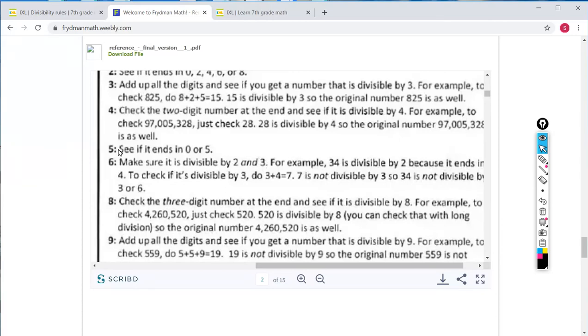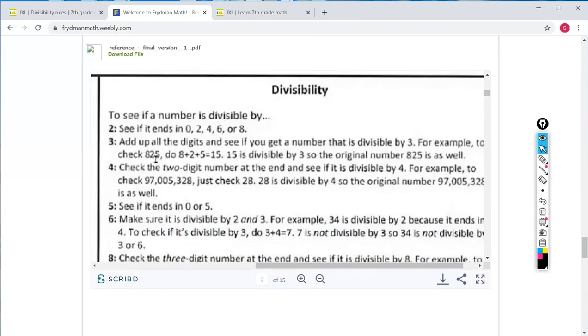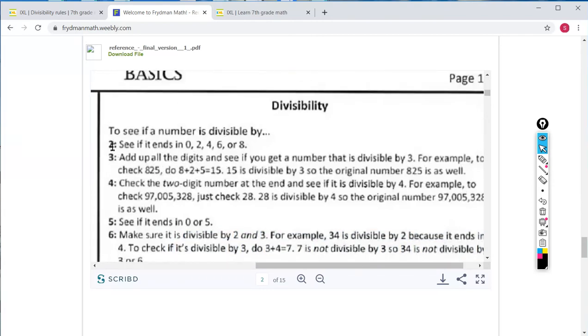So actually, to see if a number is divisible by 6, I have to remember the rules for 2 and 3. So recall that to see if a number is divisible by 2, we need to see if it ends in 0, 2, 4, 6, or 8. To see if a number is divisible by 3, we need to add up all the digits and see if that result is divisible by 3.